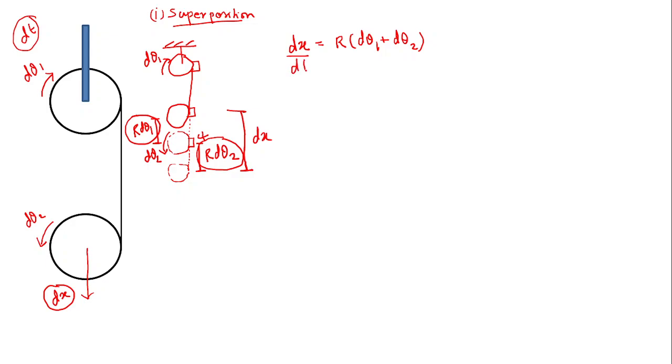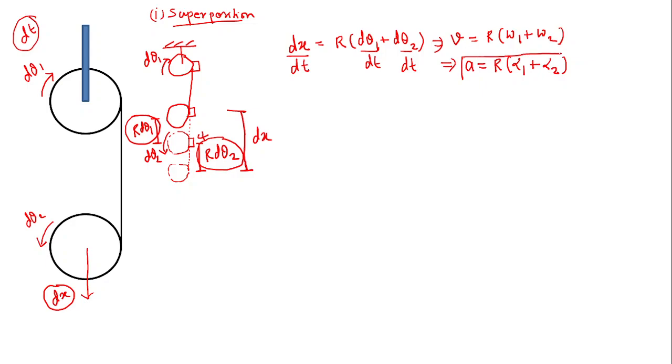You get dx by dt and d theta by dt. So this gives you the downward velocity, which is r times the sum of the angular velocities of the cylinders. If you differentiate it once more, you get acceleration. Acceleration downwards is r times the sum of angular acceleration alpha 1 and angular acceleration alpha 2.